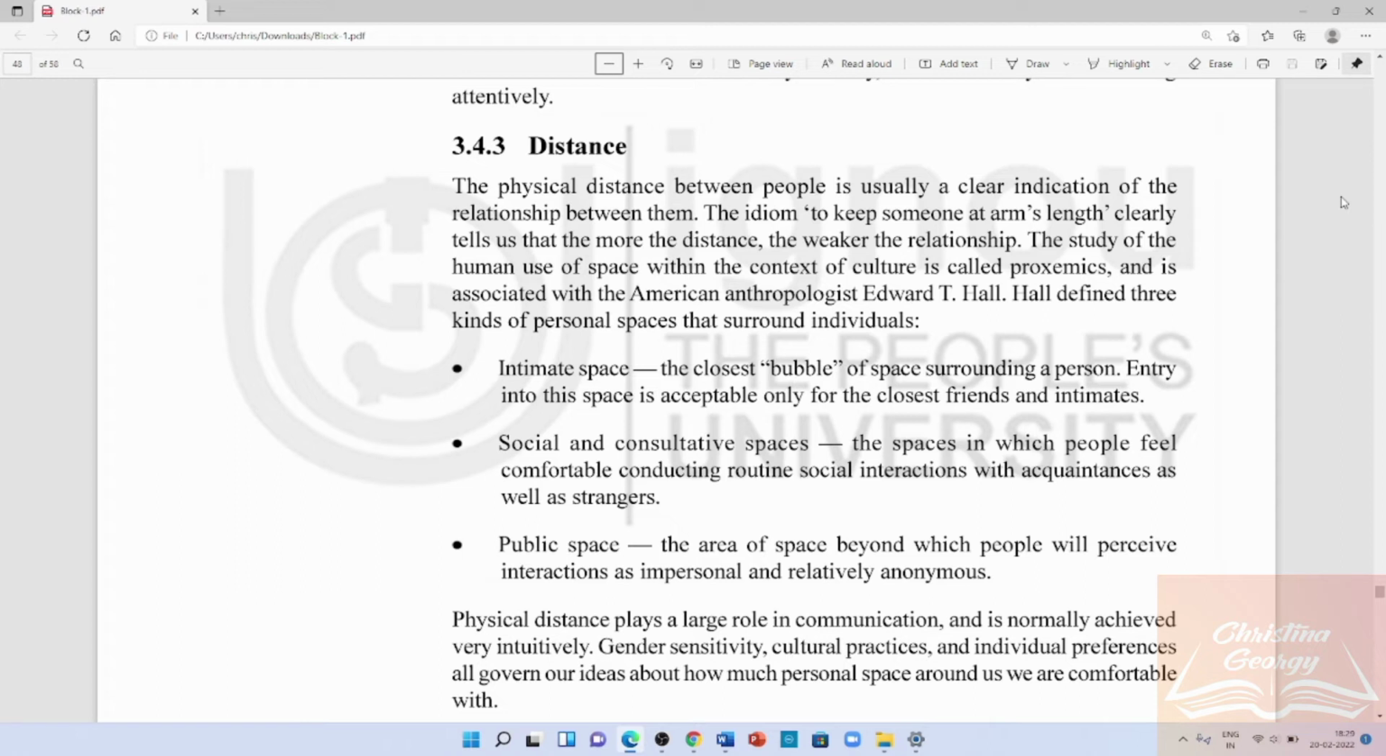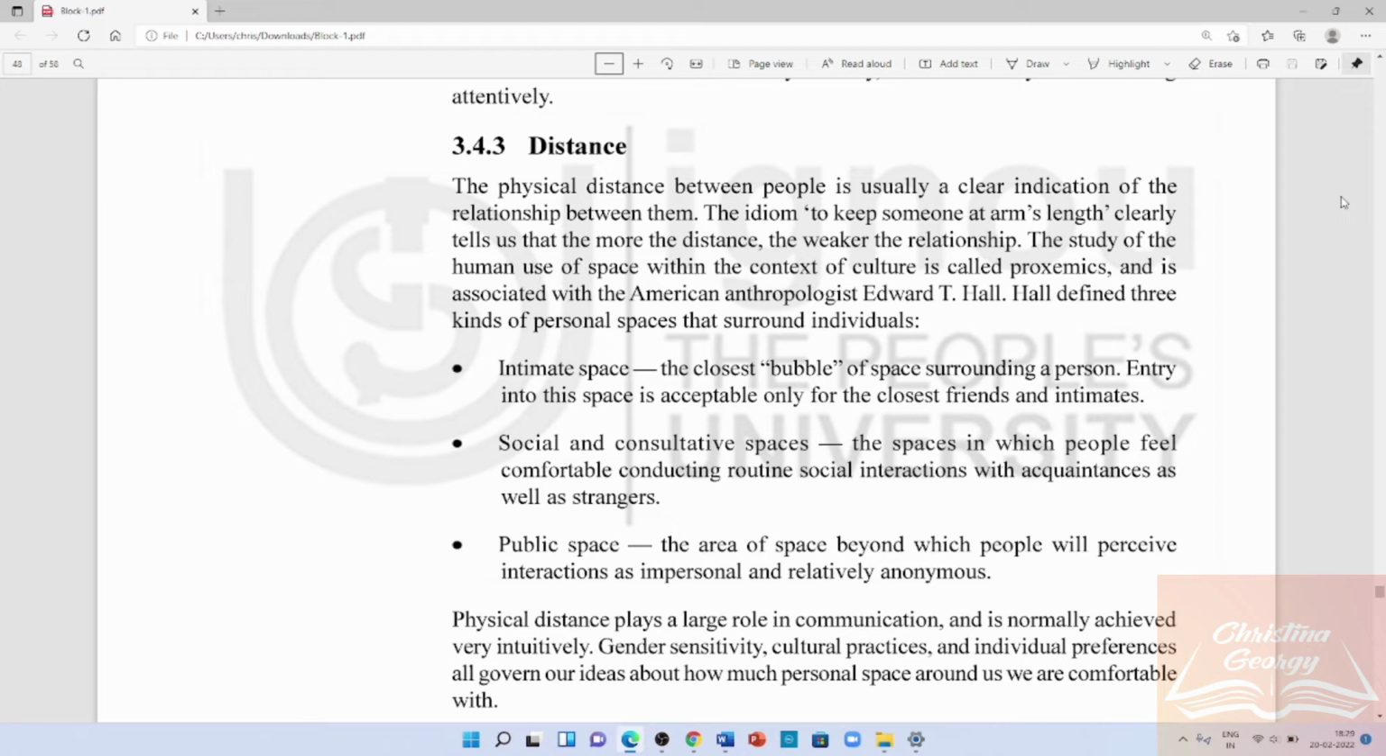Moving on to public space, it is the area of space beyond which people will perceive interactions as impersonal and relatively anonymous. So the public space would not include anybody so intimate to you. That would consist of even strangers. These days, the social media platforms where people text anonymously can be considered as the public space.